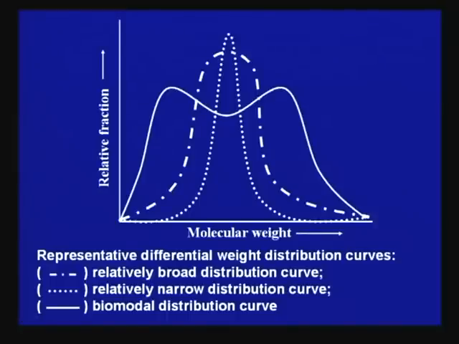meaning this distribution shows species or fractions of low molecular weight along with very high molecular weight, of which the highest fraction is obtained for medium molecular weight. So, it is a mixture of low molecular weight with high molecular weight and medium molecular weight. So, distribution is broad. Now, this distribution is narrow, or it can be further narrow if this distribution looks like this.